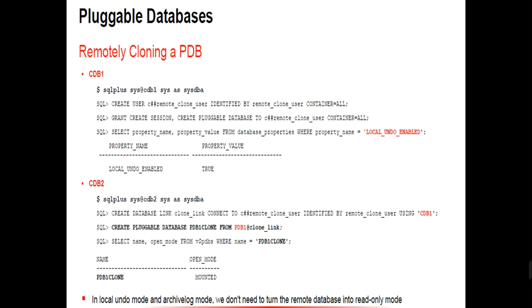In local undo mode or archive log mode, we don't need to turn the remote database to read-only mode. If local undo is enabled and archive log mode is enabled, we don't need to put the database in read-only mode, so we can do a hot clone. Okay. Next, move on.